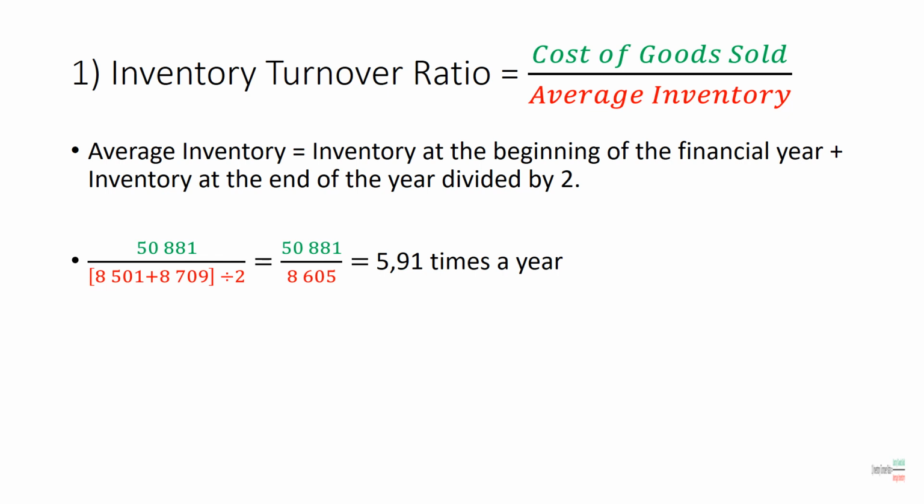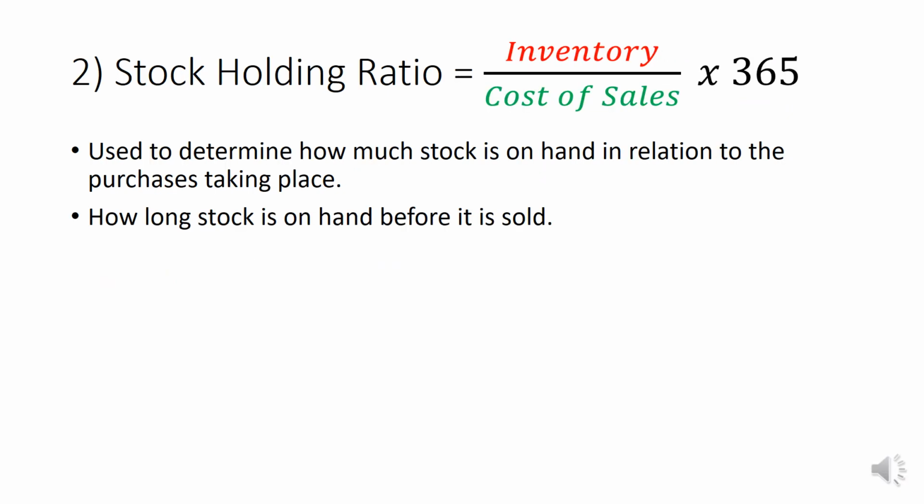We took the cost of goods sold, the 50,881 in green, divided by the 8,605, which represents the average inventory amount, and we get a 5,91 amount, which means that the stock turnover ratio is 5,91. It means our stock changed, or the turnover rate is 5,9 times a year.